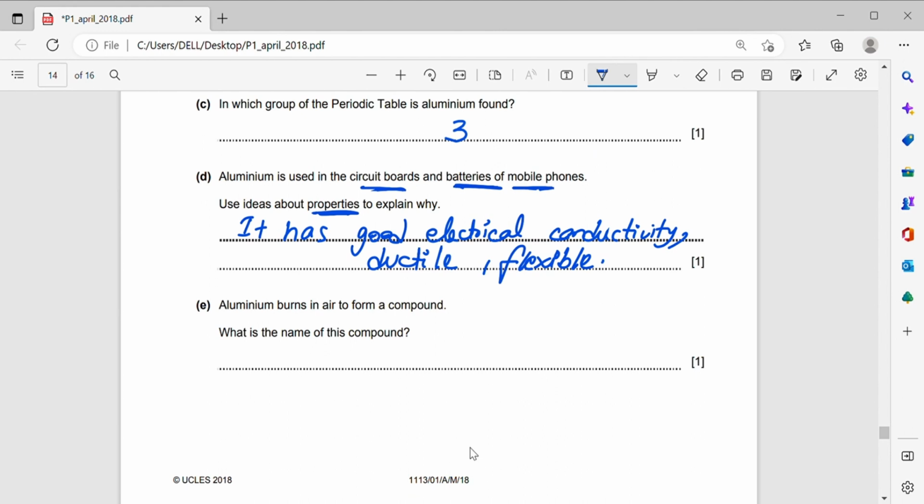Aluminum burns in air to form a compound. What's the name of this compound? Burns in air means oxygen. A metal and oxygen give me the metal oxide. So it's aluminum oxide.